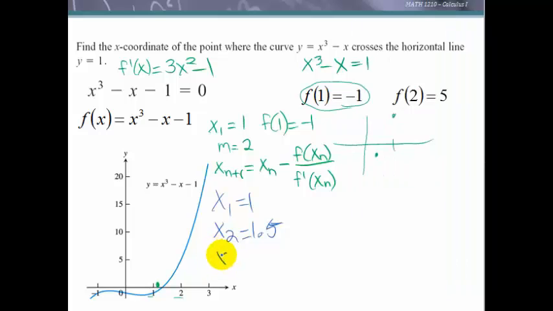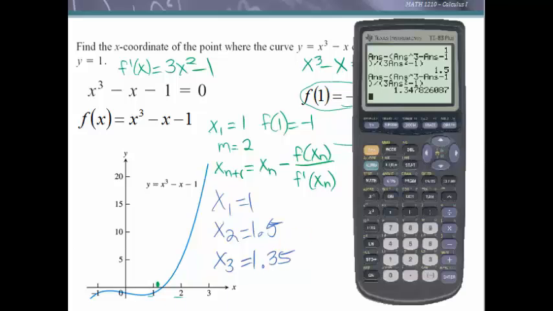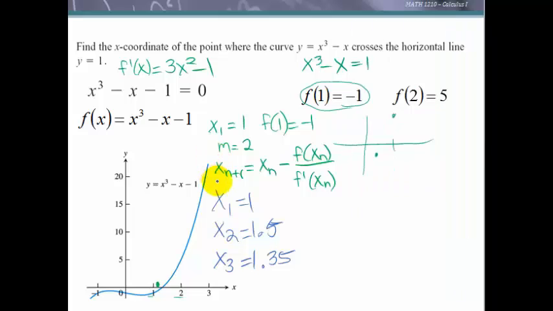So my x3 is 1.35, and I could continue this very same procedure, just simply repeating each time, working this formula each time, and I could come up with various approximates.